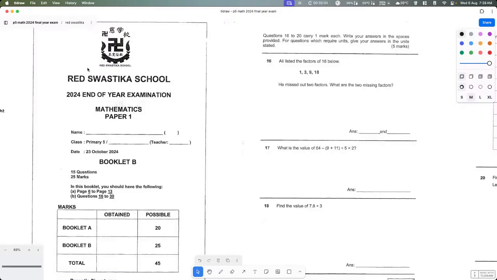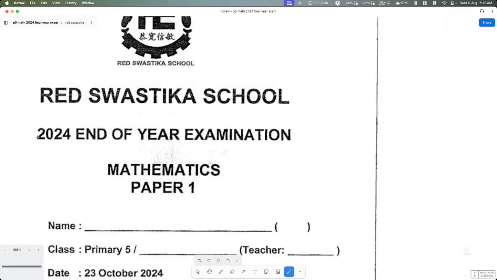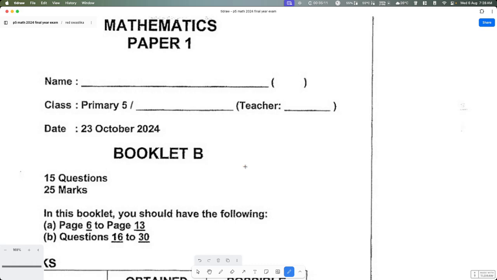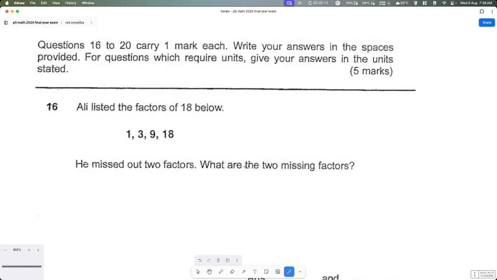In this video, we're going to go through the Raffles 2024 End of Year Examination, Mathematics Paper 1, Booklet B. So let's get started on the first question.